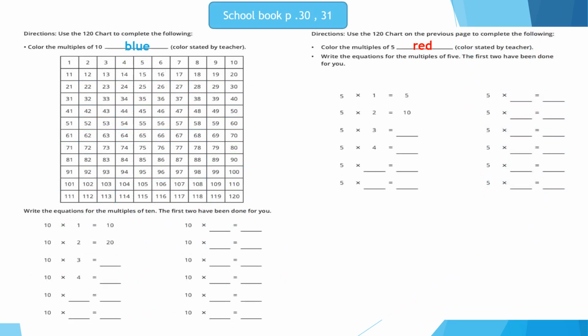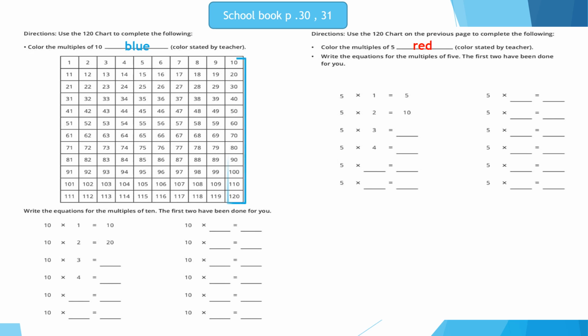This chart, we color multiples of 10 in blue. We said multiples of 10 always have 0 in the ones place. So 10, 20, 30, 40, 50, 60, 70, 80, 90, 100, 110, 120. All of these are multiples of 10. So we will color all of them in blue.